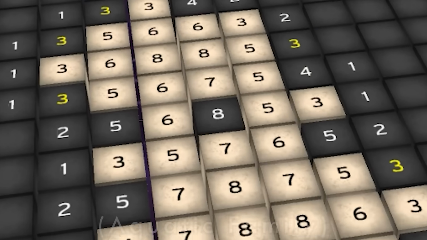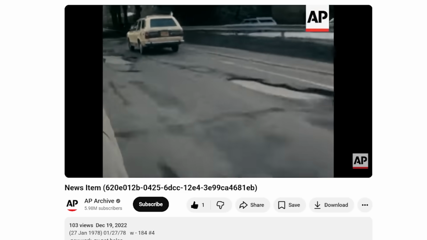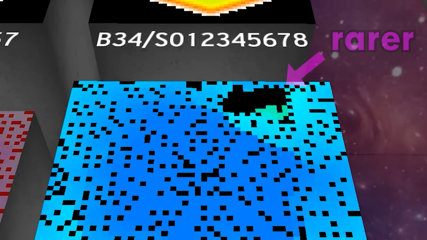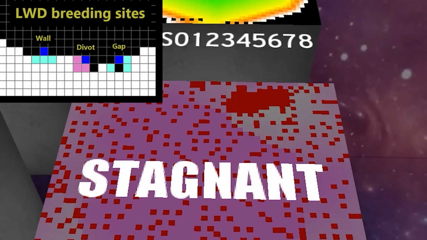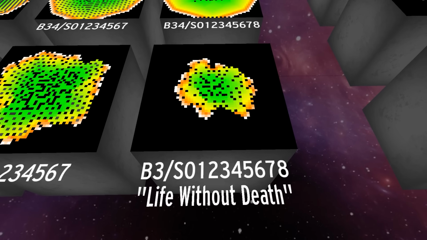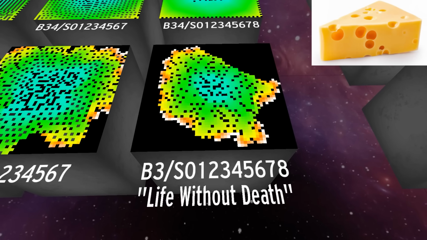Small holes dot the Swiss cheese at about 19% density. Because birth at 8 isn't allowed, they'll never be filled in, just like the potholes in American city streets. Larger holes are definitely rarer, but can occur when there are no breeding sites on the border of the hole. Oscillators and spaceships, which require old cells to disappear, can't exist here. So then what can exist in this universe besides that Swiss cheese with 19% holes?